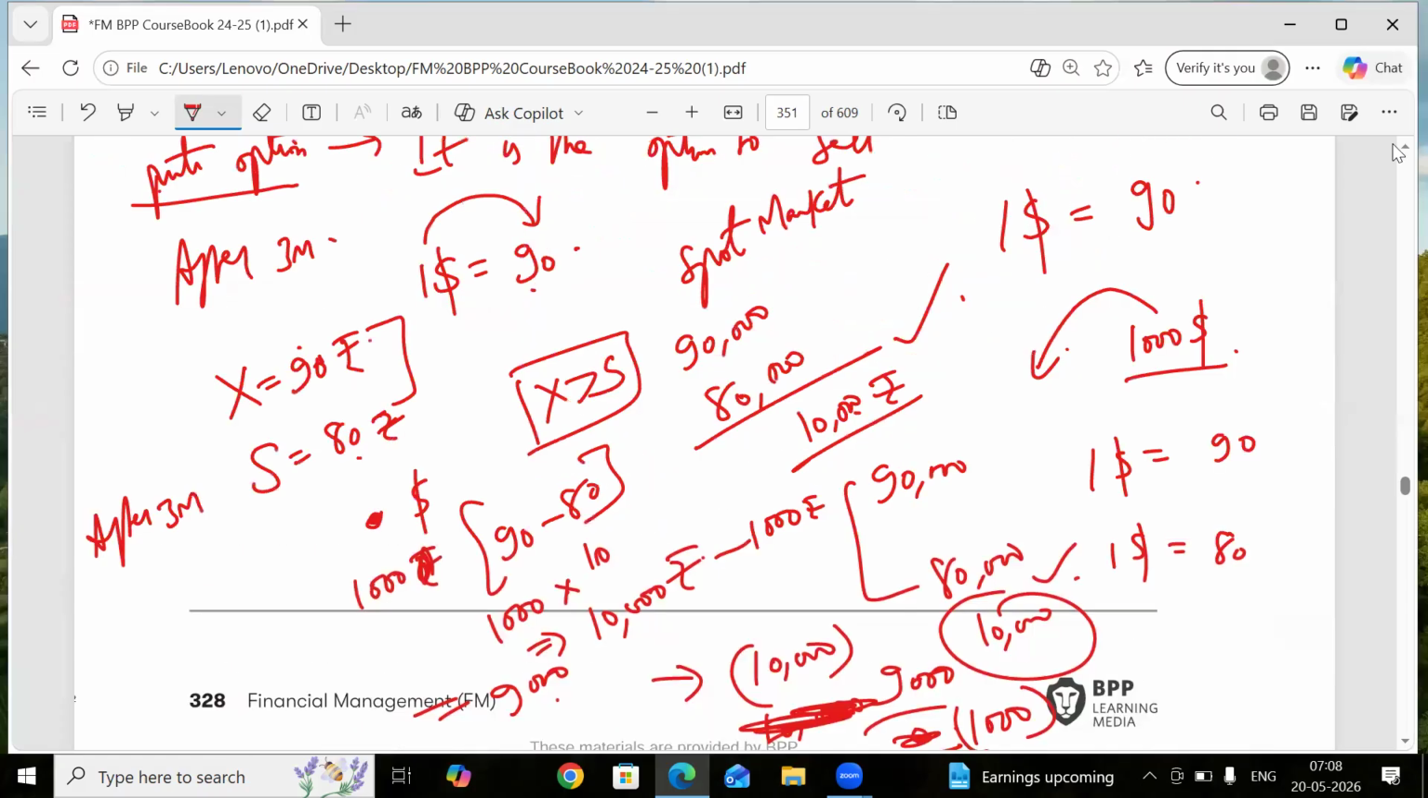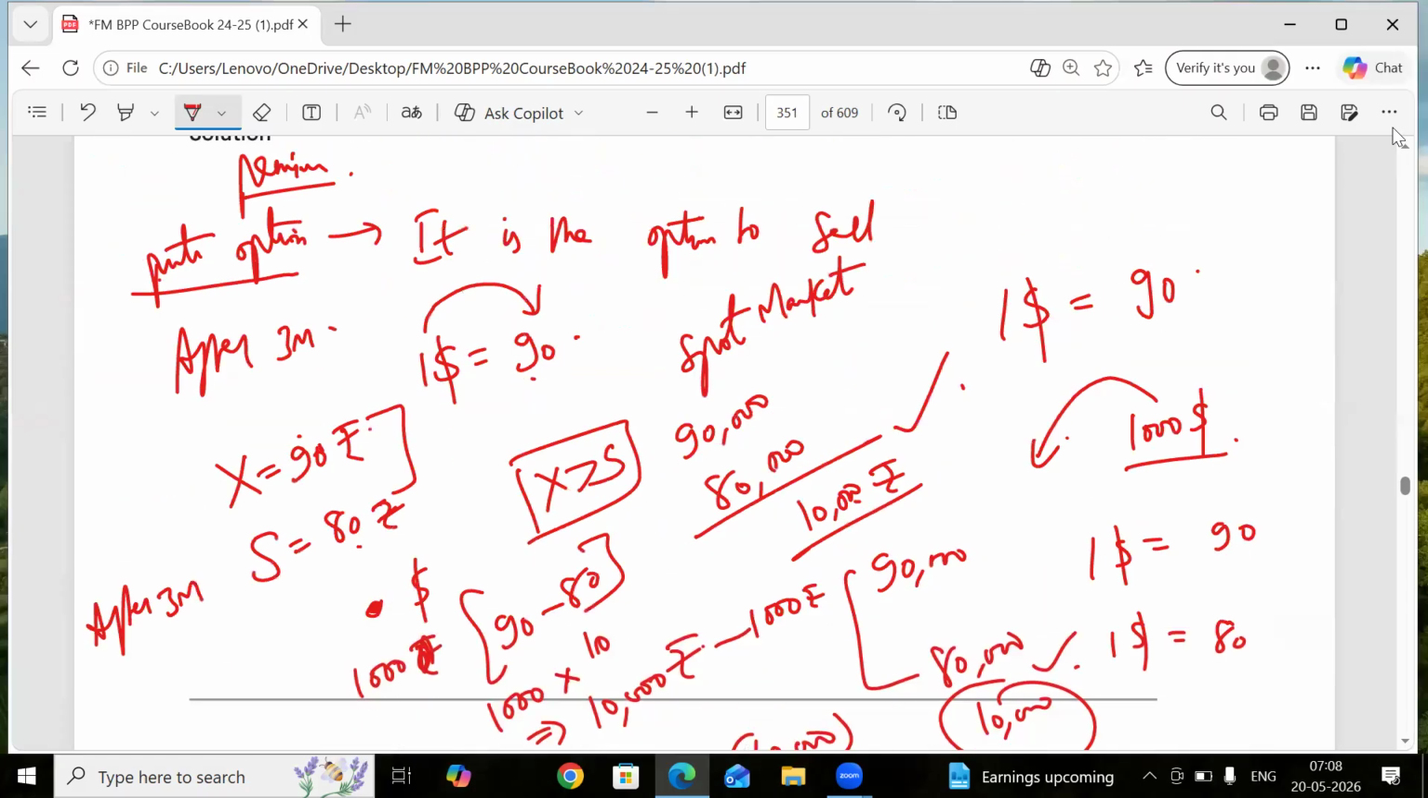Please have a look through this. We'll move forward. We're done with options. We'll move to currency swaps.